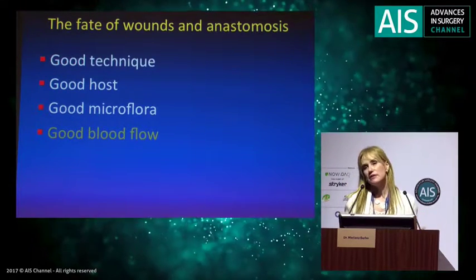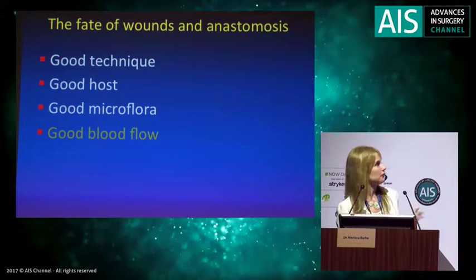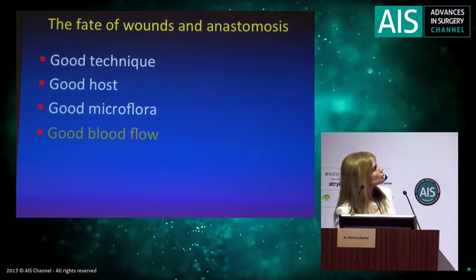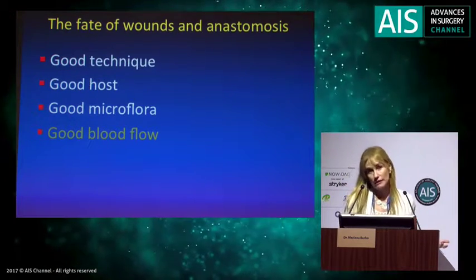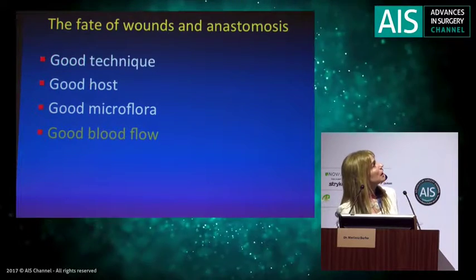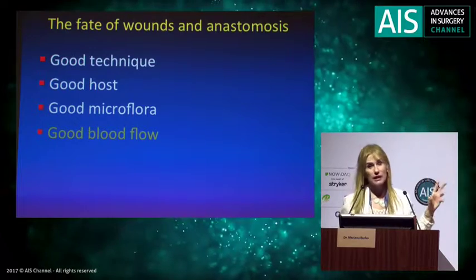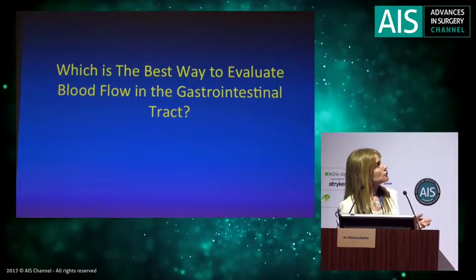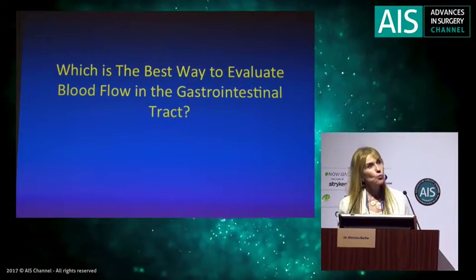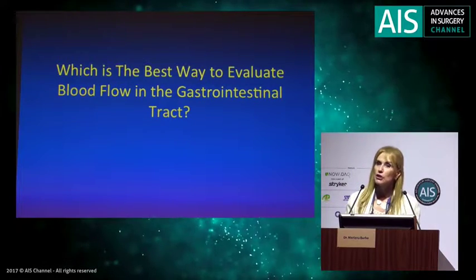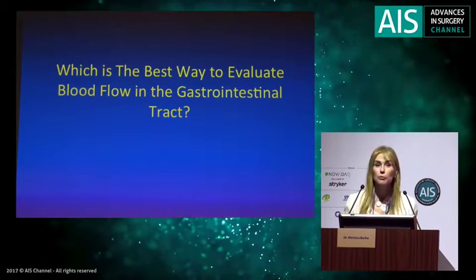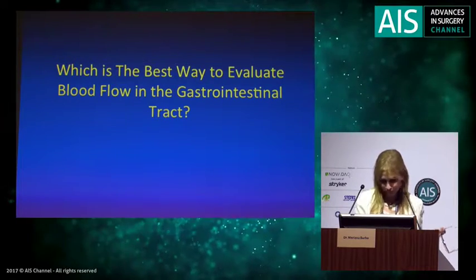So there's several things that are going to dictate the fate of an anastomosis. Obviously, a good surgeon, a person that has a good immune system, bacteria that don't turn destructive, and as we said, a good blood flow. So the question that I'm going to leave you with is, what would be the best way to measure the blood flow that we have in an anastomosis? Thank you.